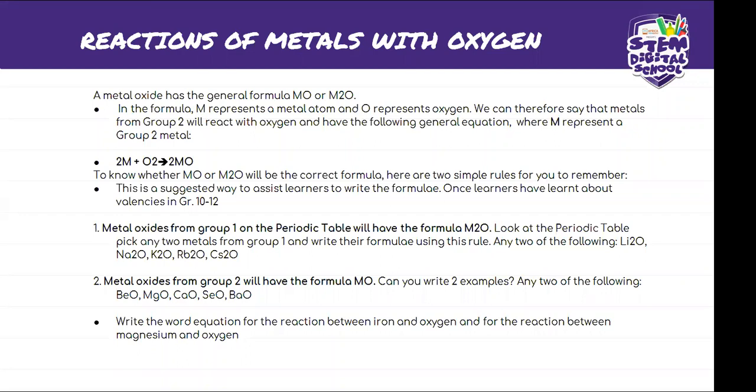Can you write some examples? Yes. If you were to write, you will find that some of them will be like this: BeO. So look at the difference between group 2 and group 1 metals. In group 1, the general formula is M2O. In group 2, it is MO. Why? Group 2 metals lose 2 electrons so that they carry a charge of +2.